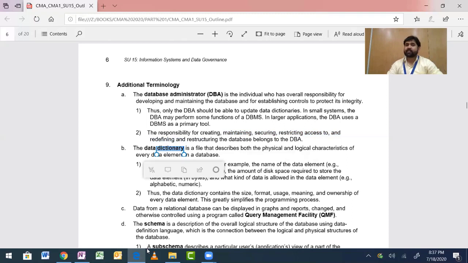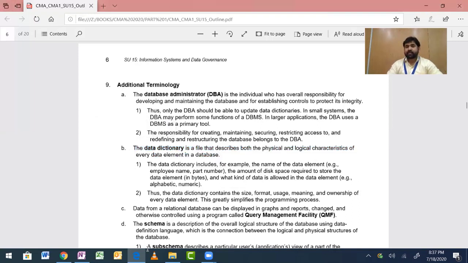What is a data dictionary? That is a file that describes the physical and logical characteristics of every data element in the database. All right, so these are important things. I think if you repeat the process and do the reading, these things should come easy to you.